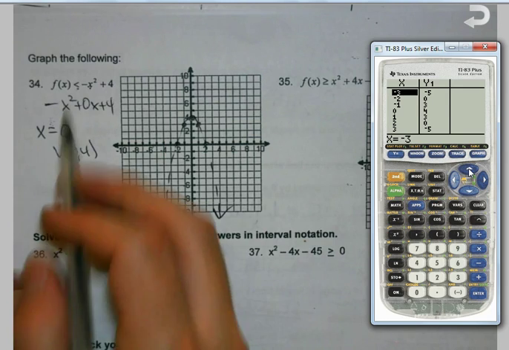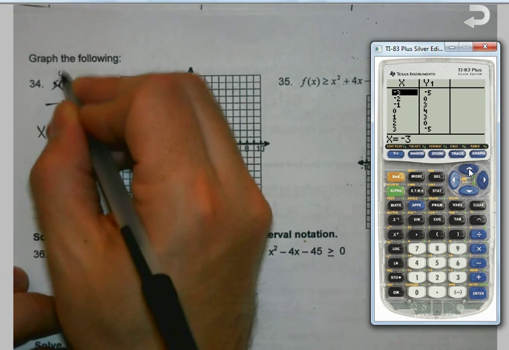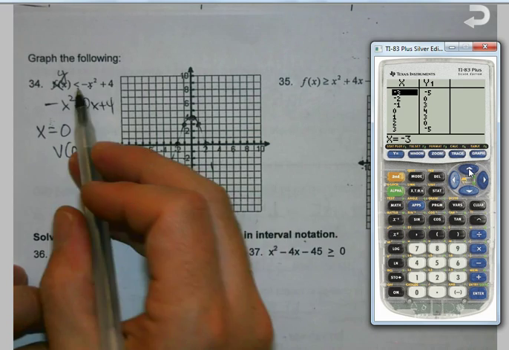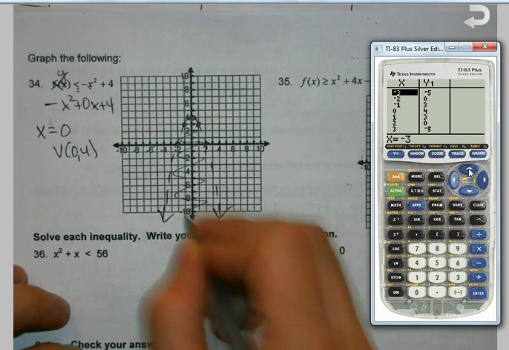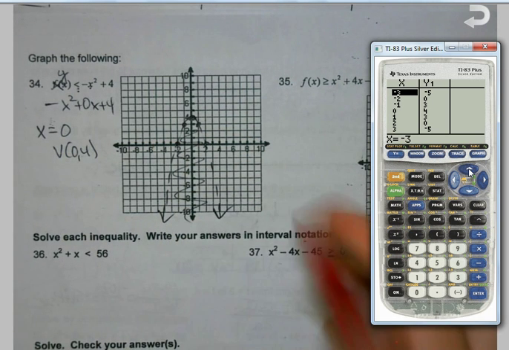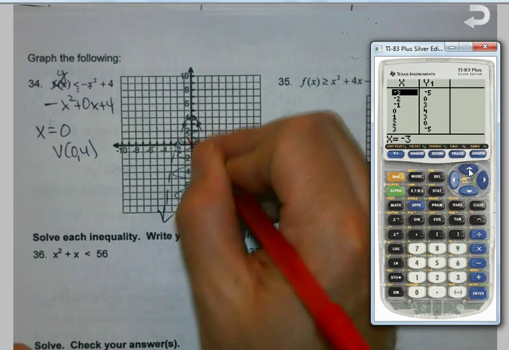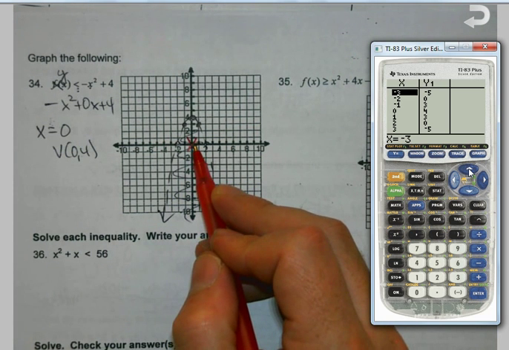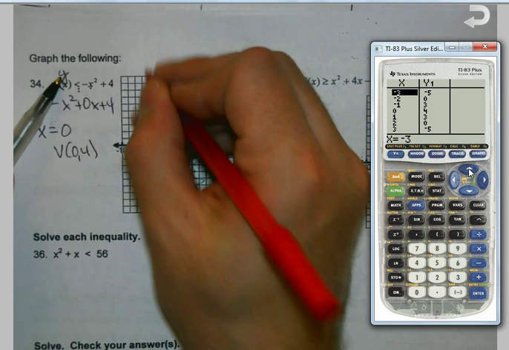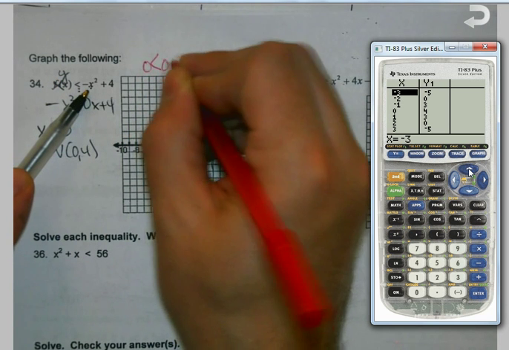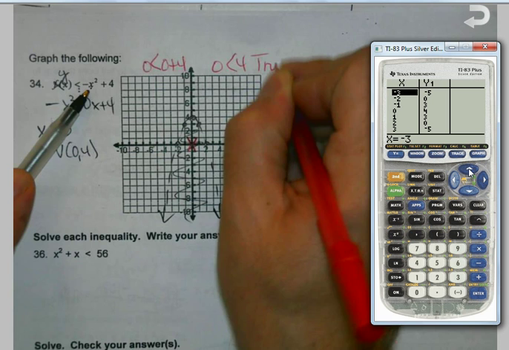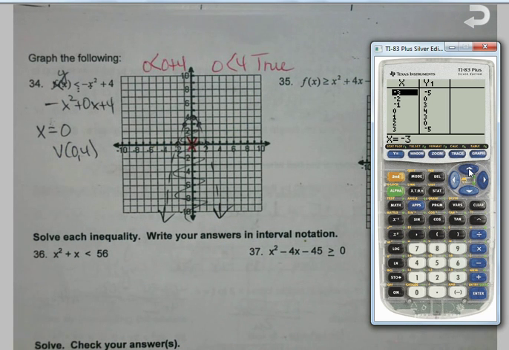And again, remember, if it's my y, and that's what f of x really is, it's just function notation. If it's down and less than, I shade in here. If you don't remember that, like I said before, find a point inside, like 0, 0, that's great in this case, and plug it in. Is 0 less than 0 plus 4? Is 0 less than 4? Yes. So I'd color inside. That's my other way of looking at it.